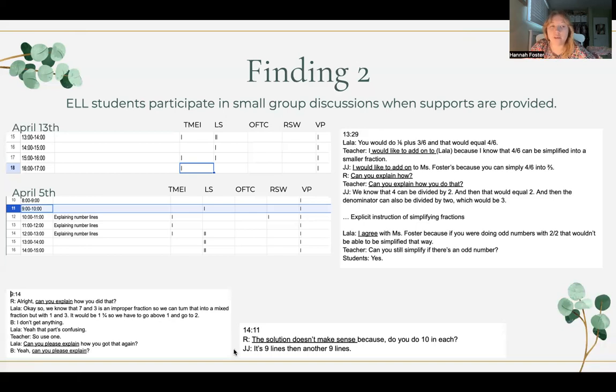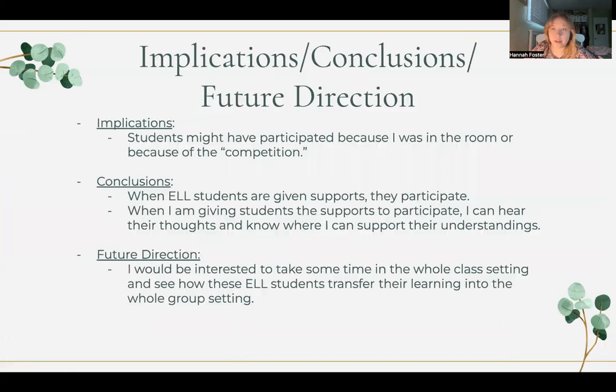And then if you move over here to minute 14, R says the solution doesn't make sense because, and that's another way that she is using those accountable talk strategies to ask for help and to discuss and get the much needed support in these findings. All right, so that was my study.